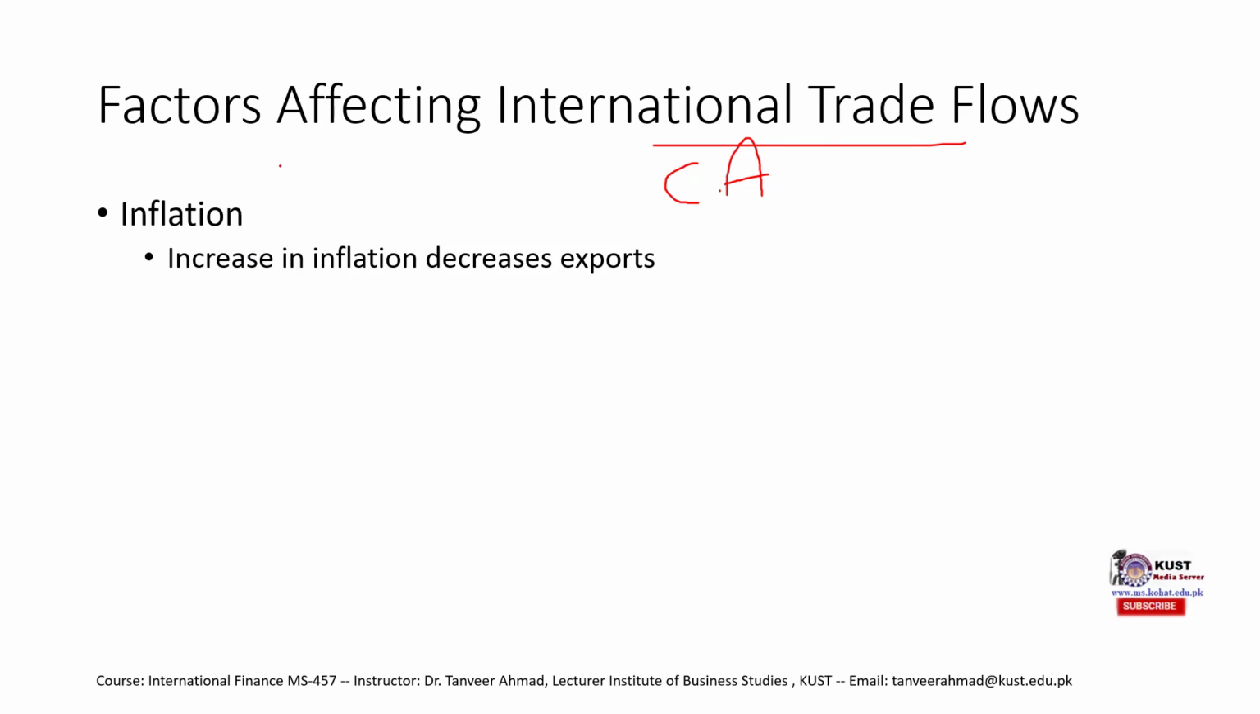Okay, so what are the factors that would increase international trade, or in simple words, what factors would increase exports and what would decrease exports? So first of these factors is inflation. As inflation increases, the export of the country with higher inflation would decrease.